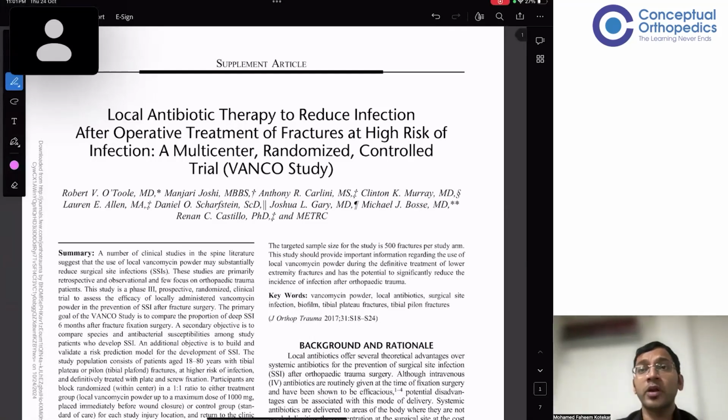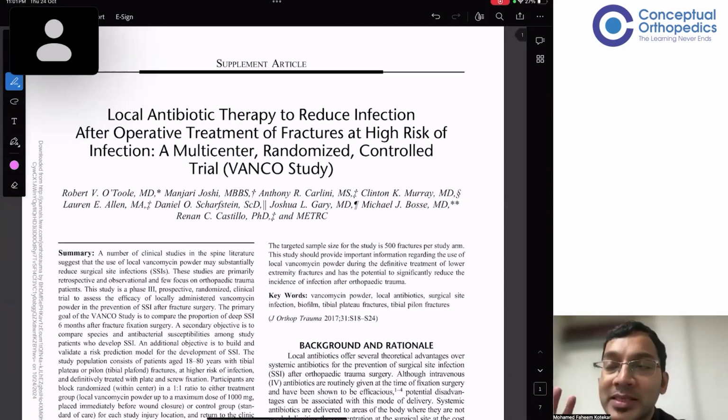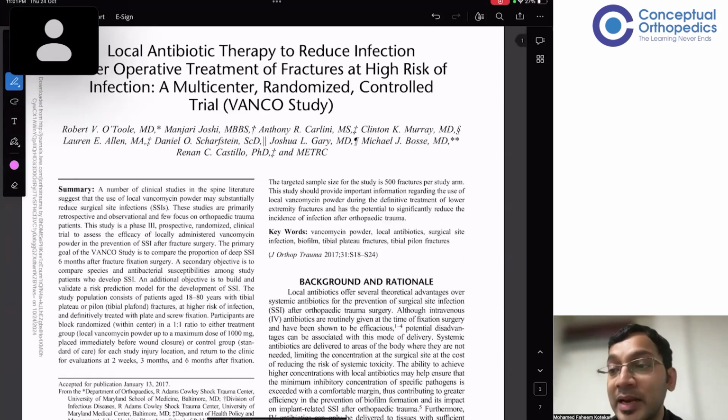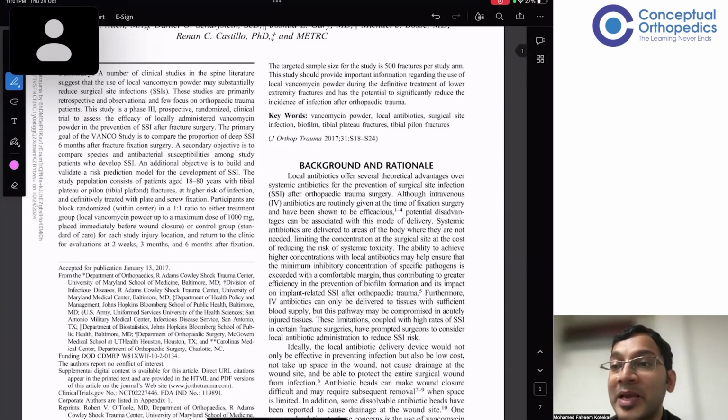So it is on the local antibiotic therapy to reduce infection after operative treatment of fractures at high risk of infection. Okay. Now, when you look at this title, it is a very vague title. Because they have not described what are the fractures at high risk of infection and who are they doing this for. But when you study this in detail, they'll give us the PICOT.